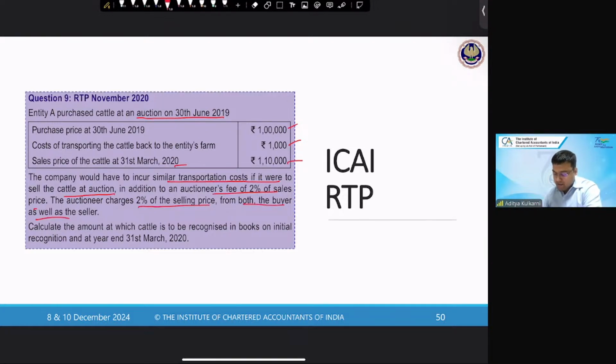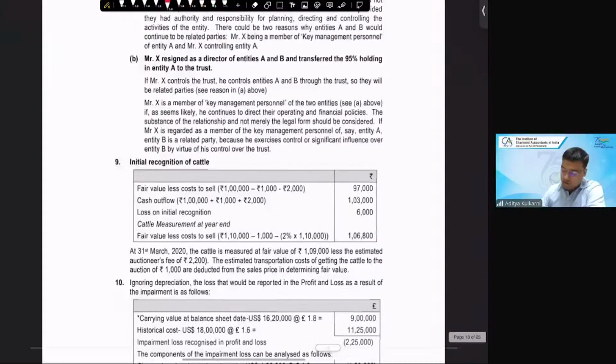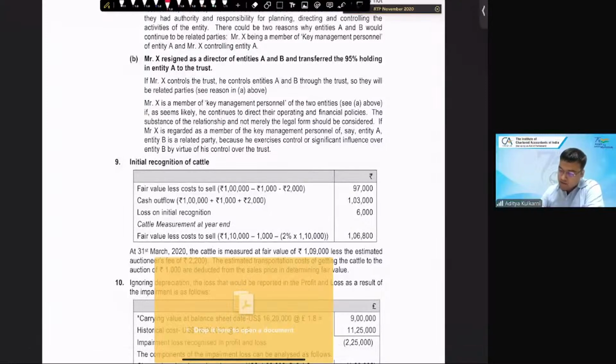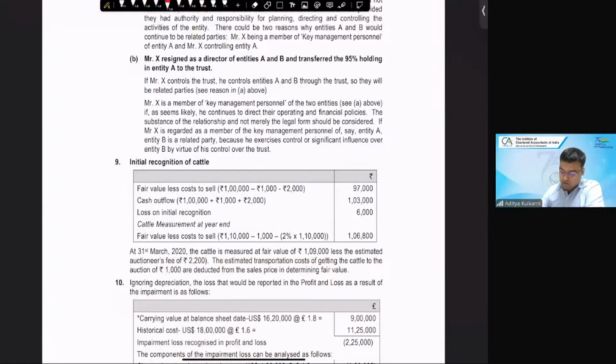Calculate the amount at which the cattle is to be recognized in the books on initial recognition and at the year end of 31st March 2020. Tell me. Biological assets, they should be accounted at which cost? Cost, or fair value less cost to sell? At what rate will you account? Fair value less cost to sell.